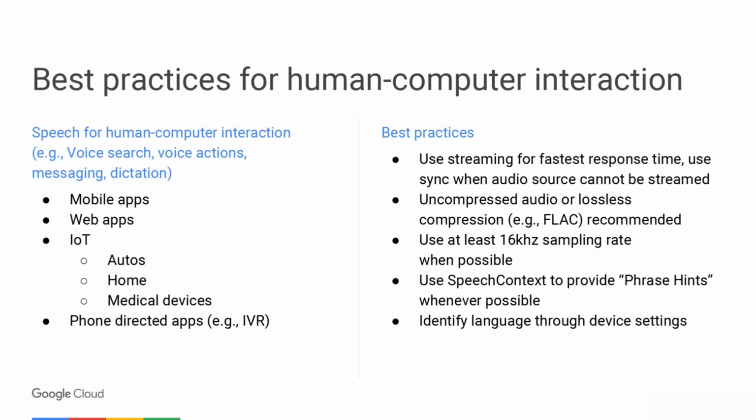Best practices for human-computer interaction is we recommend using streaming, because latency is really important for that use case. So it's worth the effort. Uncompressed audio or lossless compression is really preferred, and 16 kilohertz sampling rate or above for that use case. And phrase hints really helps, because you have an idea of what the user might want to say.